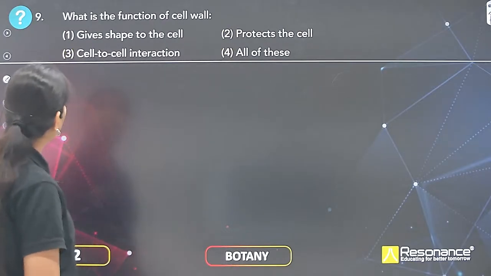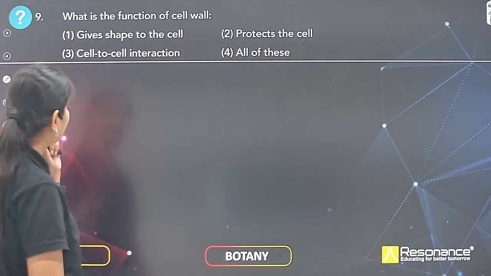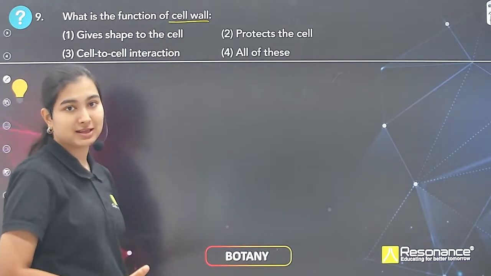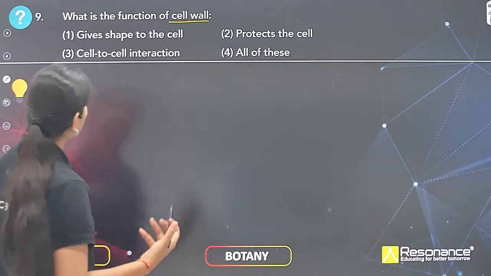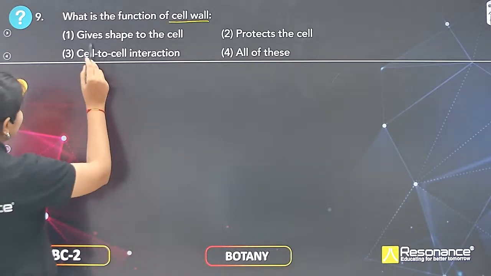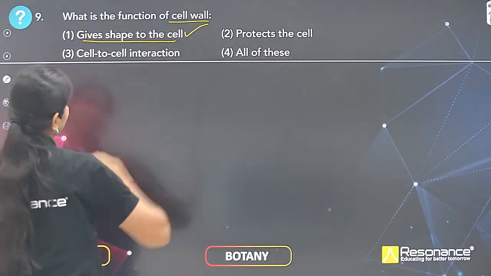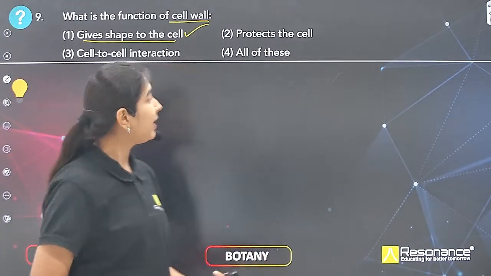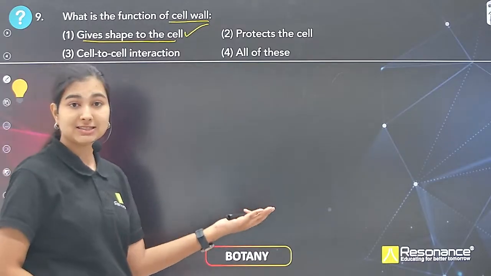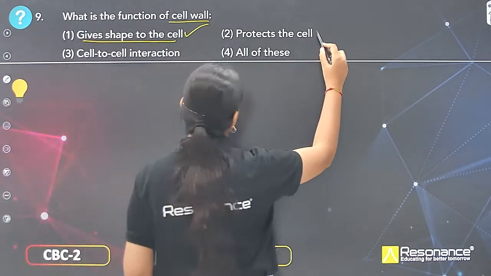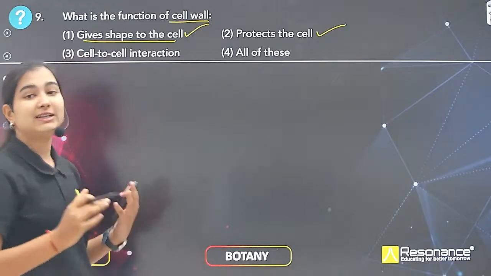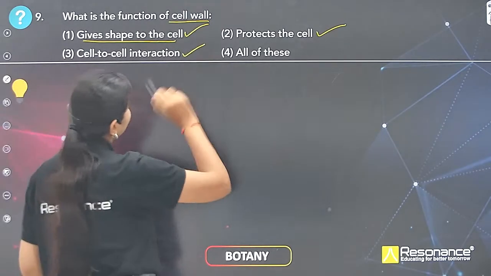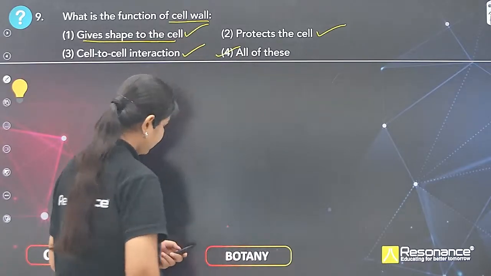Next, what is the function of the cell wall? Okay, so here they are asking the function of the cell wall, right? So what exactly does the cell wall do? It gives a shape to the cell, obviously. Apart from that, it protects the cell, yes. Next, cell to cell interactions, yes. Next, all of this. So as three of them are right, the answer is all of this.